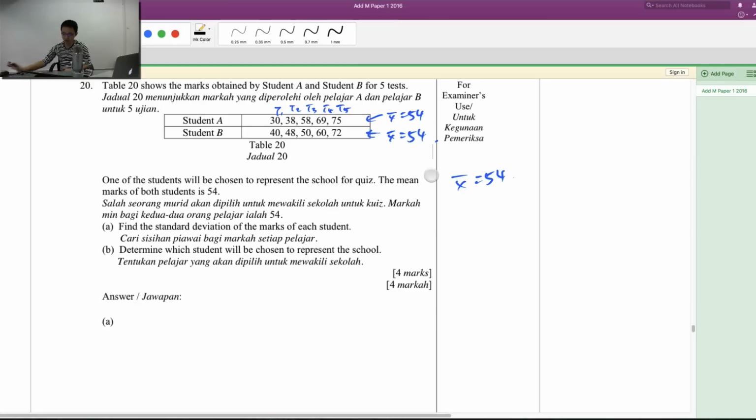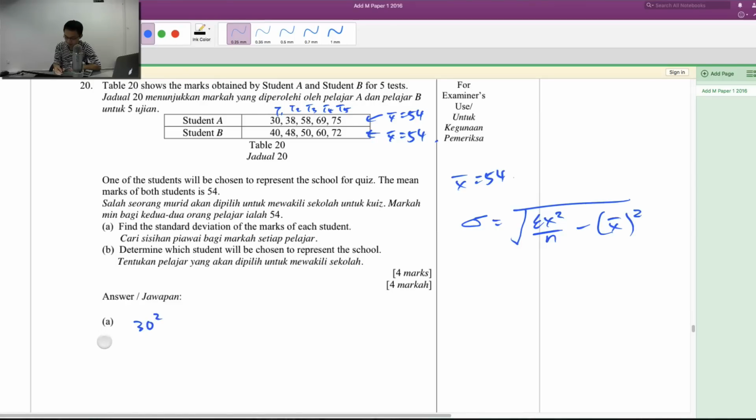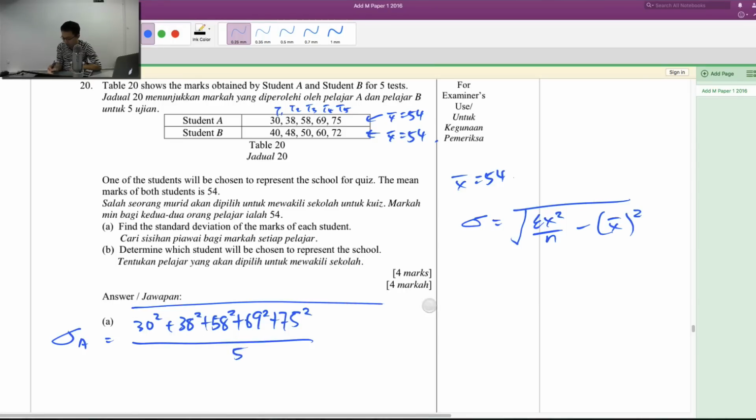Okay. So in order to do standard deviation, you have to know the standard deviation formula. It's the square root of sum of x squared over n minus sum of x over n, squared. Or you can say this is the mean square. So x will be test 1, test 2, test 3, test 4, test 5. For student A, I will say standard deviation of A. It will be 30 square plus 38 square plus 58 square plus 69 square plus 75 square over 5, square root definitely, minus mean square 54 square.